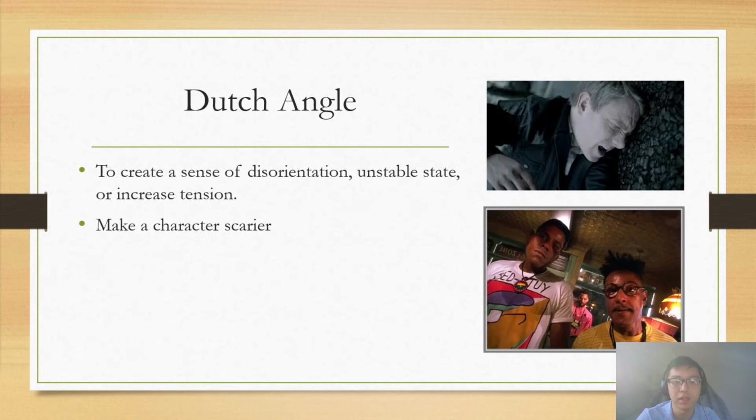Next up is the Dutch angle. Dutch angle skews the horizontal axis of the frame. It can throw the audience off balance. The angle is used to create an unease feeling. This type of camera technique creates disorientation or disorder in the scene when the character, for example, is drunk or being beaten up. It could also be used to effectively increase the tension of a fighting scene and make a character look scarier than they usually are.